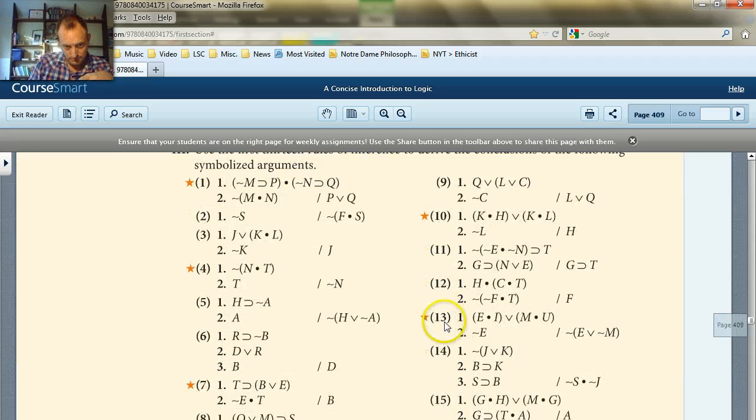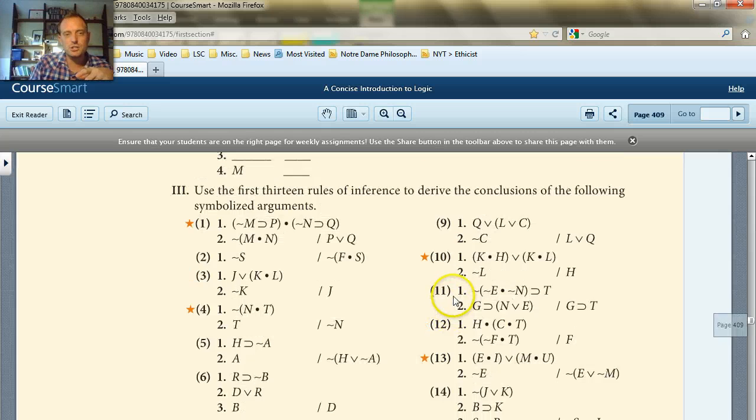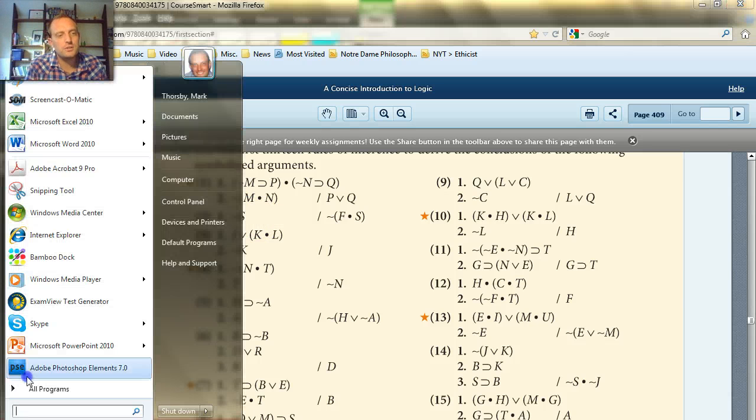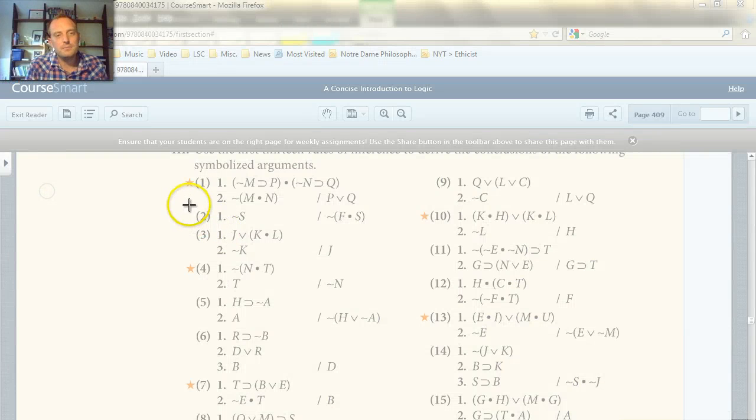Okay. Now, section 3 here is the part that really matters. This is when you actually have to begin to conduct proofs. And what you'll find is that the proofs get harder as you go through, right? Let's do problems 2 and 3 here, so you can see how to do these two problems.